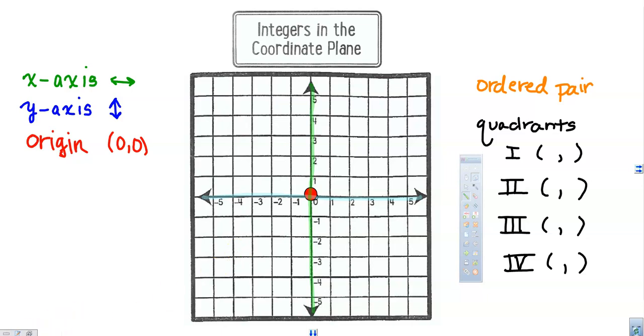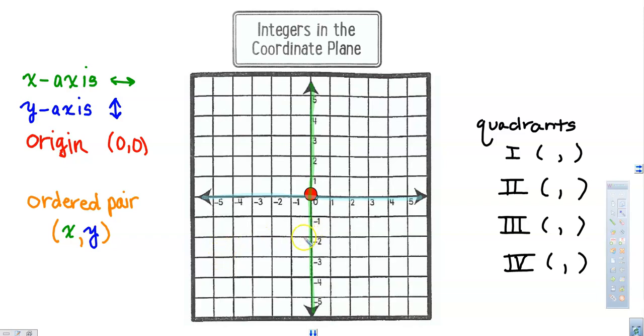So in this video, you're going to learn about the coordinate plane. You're going to learn the parts that make a coordinate plane. You're going to learn about how to graph in a coordinate plane, how to read points in a coordinate plane, and how to write ordered pairs using mathematical notation.